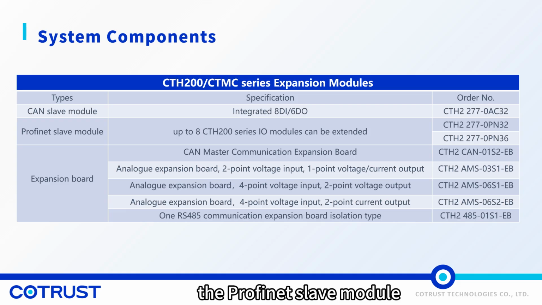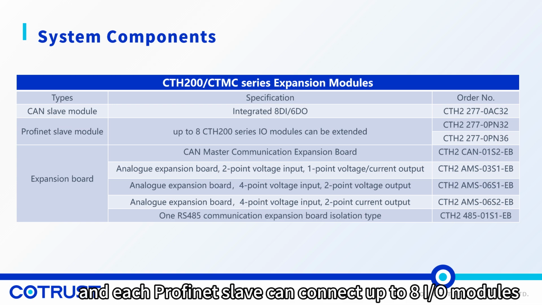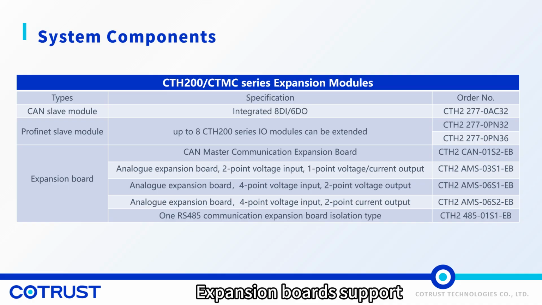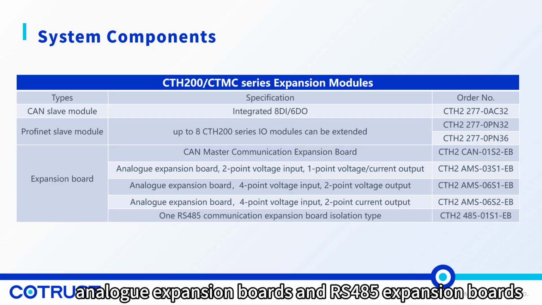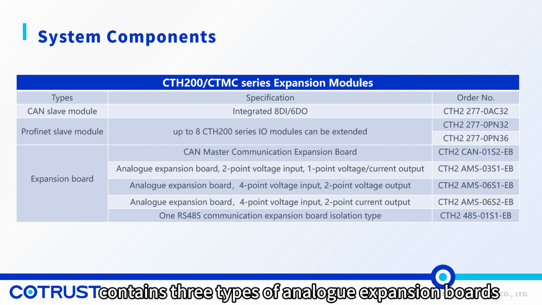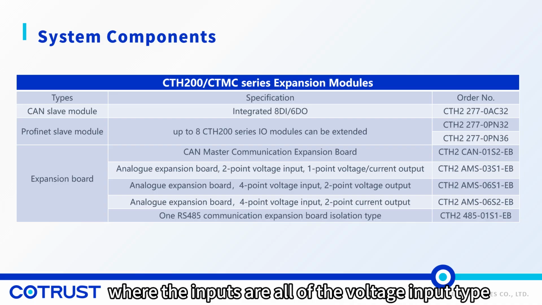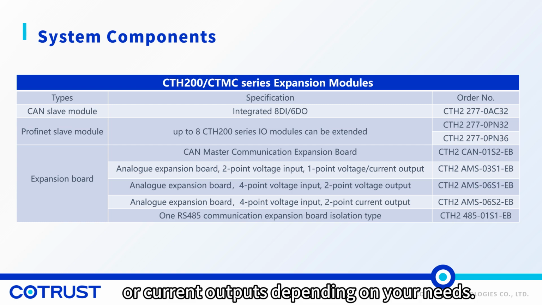The Profinet slave module can communicate with the Profinet master, and each Profinet slave can connect up to 8 I/O modules. Expansion boards support CAN master communication expansion boards, analog expansion boards, and RS485 expansion boards. The analog expansion board contains 3 types of analog expansion boards, where the inputs are all of the voltage input type. Outputs can be selected to support either voltage or current outputs depending on your needs.